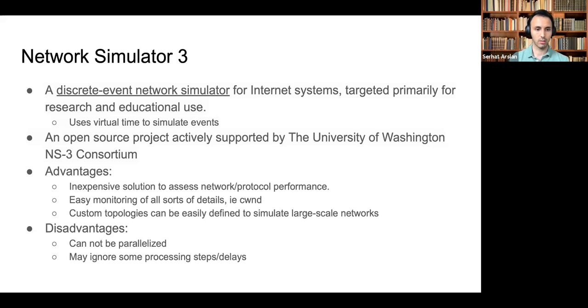Couple of advantages to that. It's an inexpensive solution. It's open source, very easy to set up on your machine to assess network protocol performance, easy monitoring of all sorts of details, such as CWIN. But this is really important because you might recall in the Mininet assignment, in order to be able to measure CWIN, what you needed to do was, because CWIN was a private member variable for the TCP socket that was used by the kernel host, we weren't able to directly look at it.